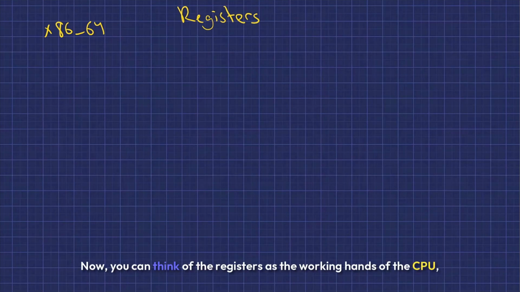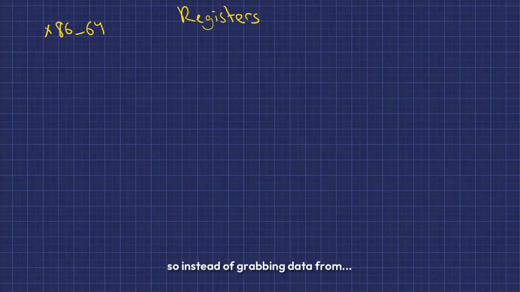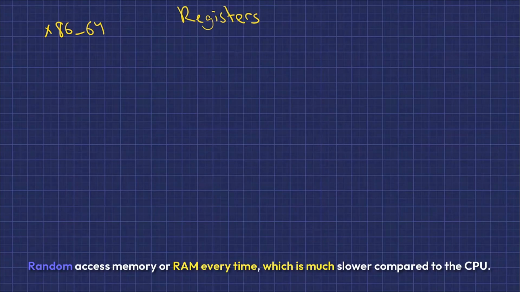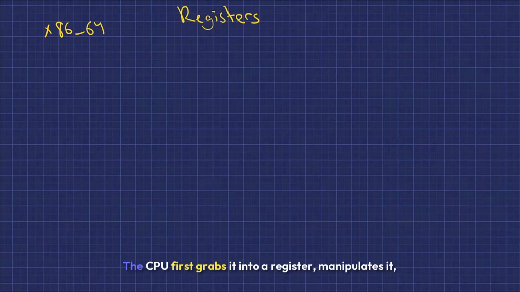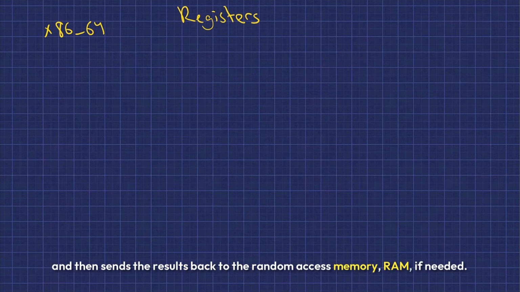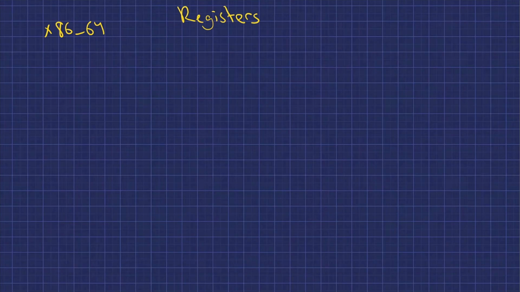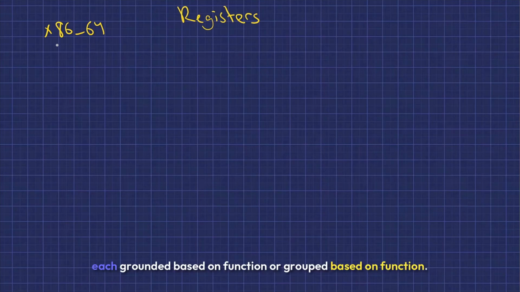Now you can think of the registers as the working hands of the CPU. Instead of grabbing data from random access memory, or RAM, every time, which is much slower, the CPU first grabs it into a register, manipulates it, and then sends the results back to RAM if needed.